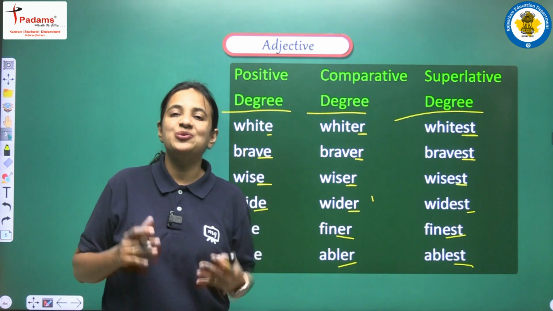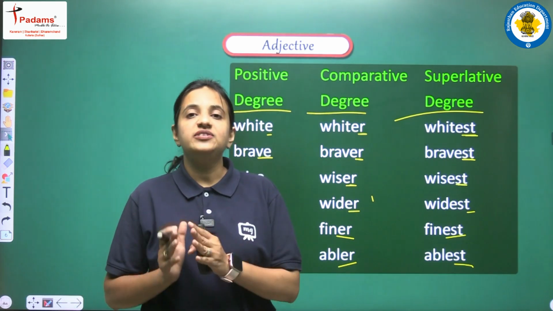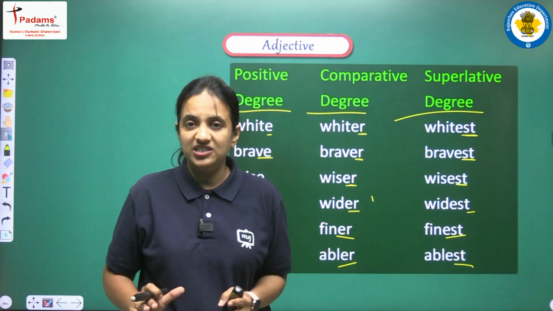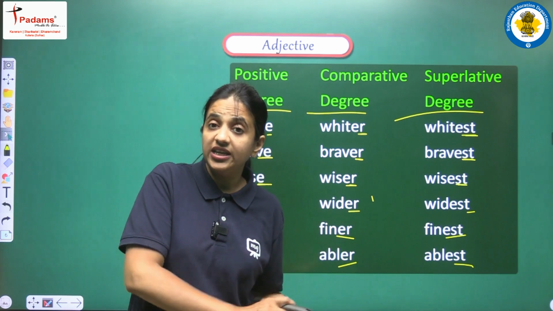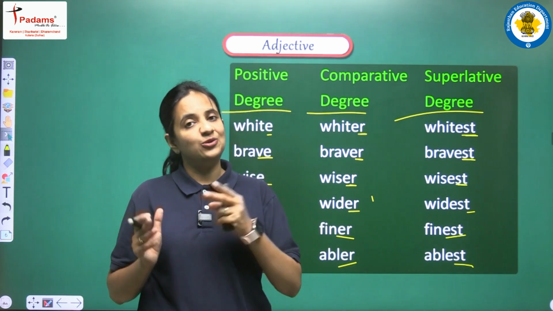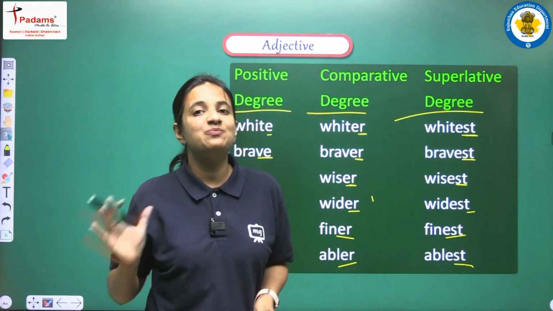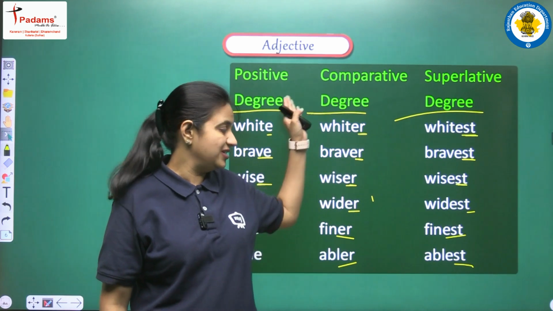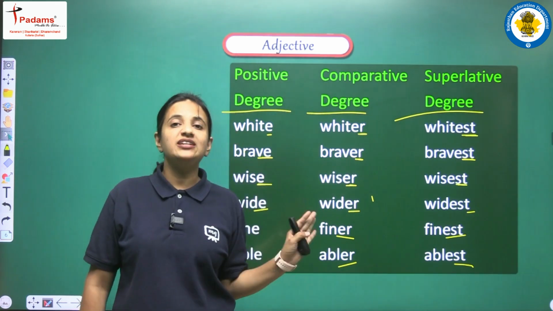So this is our rule number 2. Again I am repeating, according to this rule, if the last letter of the positive degree is E, then we don't need one more E, we just add R and ST to convert that word into comparative and superlative degree respectively. Yes, and we have discussed so many words. So now I am sure that this point is clear.